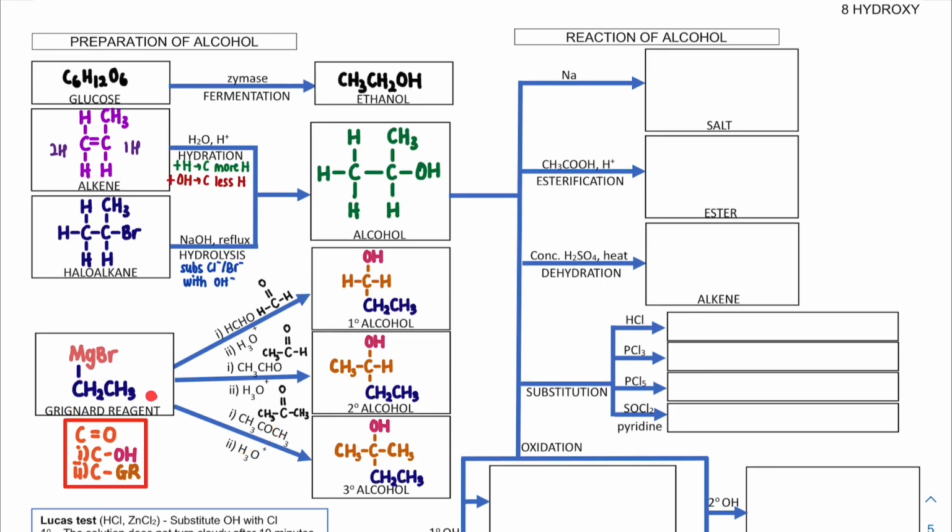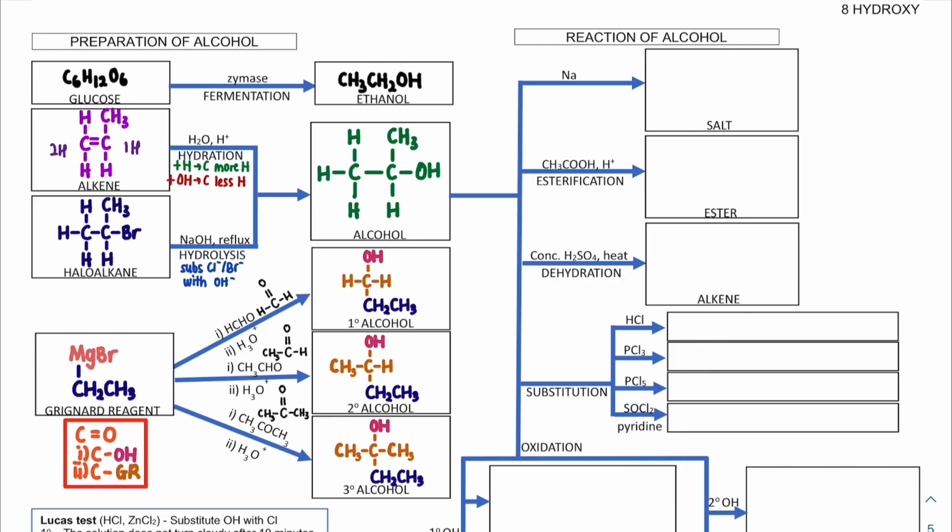So for the reaction of Grignard reagent with our carbonyl, all of it will form alcohol, but different carbonyls will give different classifications of alcohol. Ketone gives tertiary. Secondary, we react with aldehyde. Primary alcohol must be methanol, only one carbon. So that is for the preparation of alcohol.